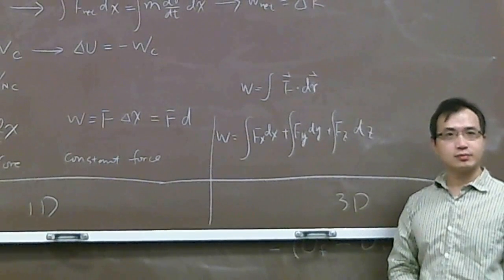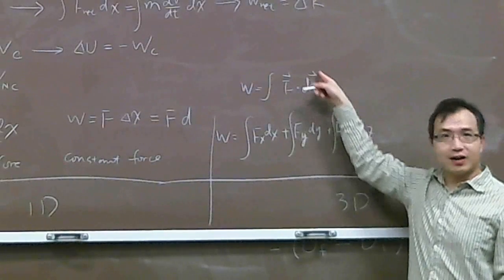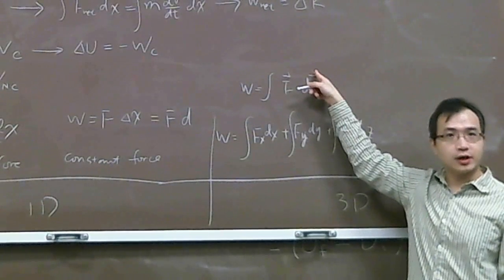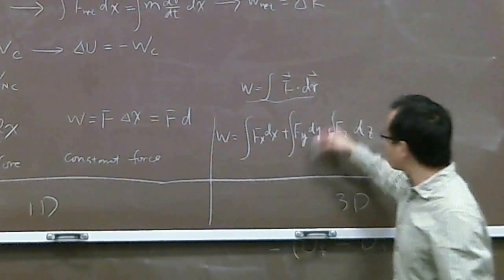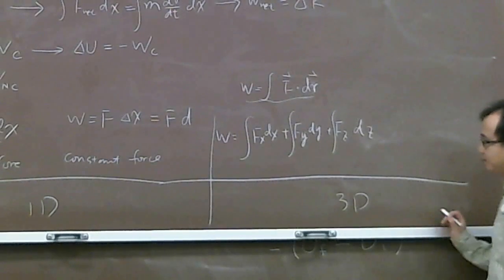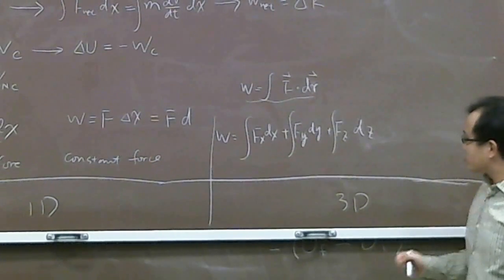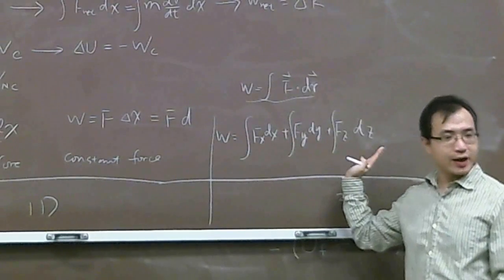What's that on top of it? F vector dot dr vector. So this is a formal expression, and these are equivalent to each other. So of course, if you get the x, y, z components, you can do this evaluation.